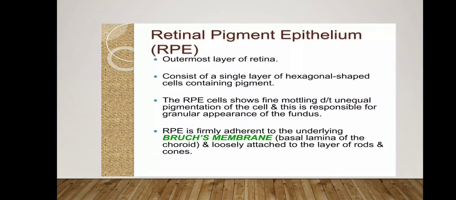The first one is the retinal pigmented epithelium, RPE. It is the outermost layer of the retina. It consists of a single layer of hexagonal shaped cells containing pigment. The RPE cells show fine mottling and unequal pigmentation, which is responsible for the granular appearance of the fundus. The retinal pigmented epithelium is firmly adherent to the underlying Bruch's membrane, that is the basal lamina of the choroid, and loosely attached to the layer of rods and cones.